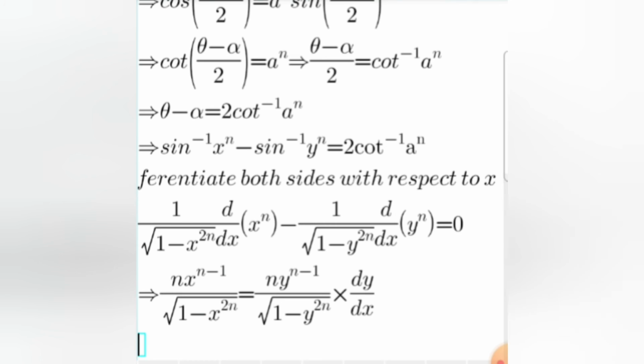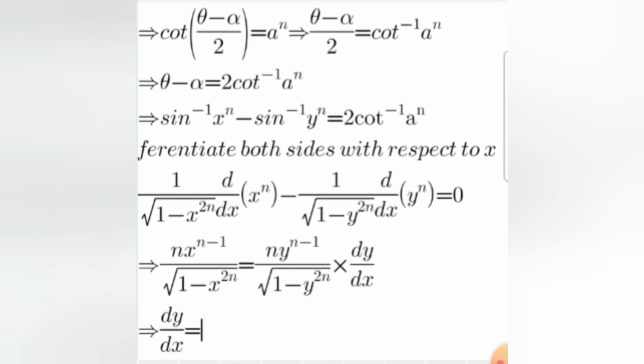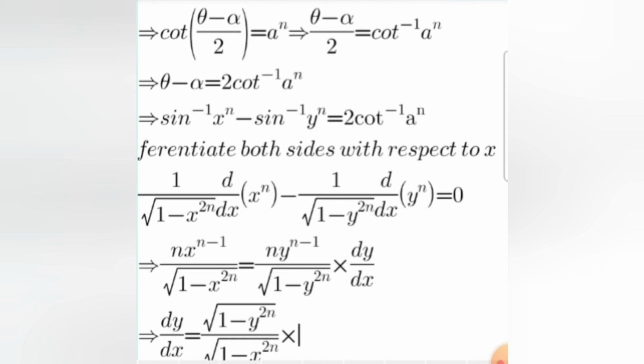So now we want to find dy by dx, and it is equal to under root of 1 minus y to the power 2n over under root 1 minus x to the power 2n into n times that. On both sides the n factor is cancelled out, so we have left x to the power n minus 1 divided by y to the power n minus 1. This is the answer.